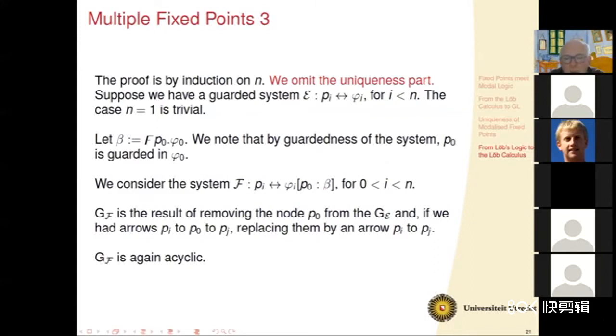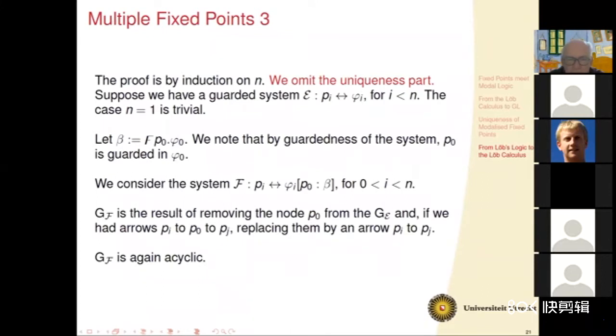Okay. Now we form a new system. So namely, we consider all the variables P1 to Pn minus 1. And we consider the system that we get by first substituting beta for the P0, right? So note that P0 is not going to be free in beta. And so it really will disappear as a free variable after substituting beta in the phi i's. So the phi i's with beta substituted for P0 will only have of the fixed point variables P1 to Pn minus 1 free. And so we have P1 if and only if phi 1, P0 becomes beta. P2 if and only if phi 2, P0 becomes beta, etc.